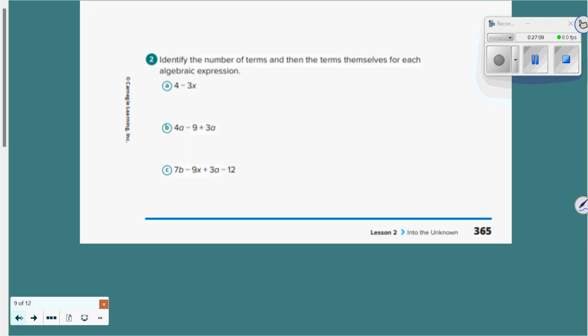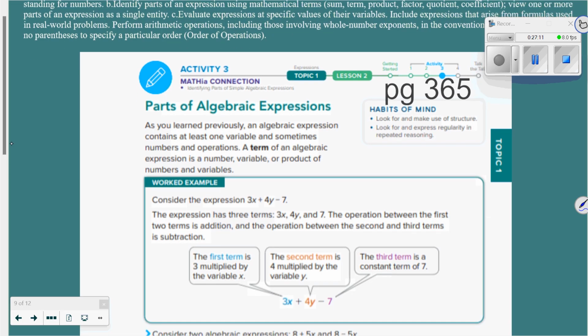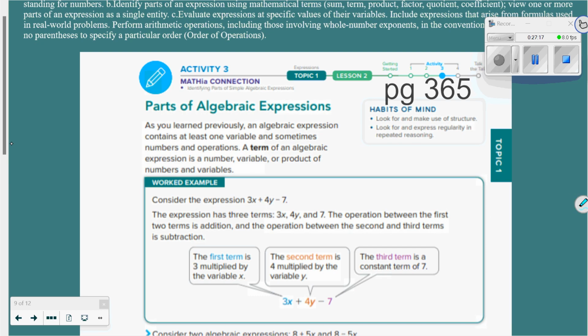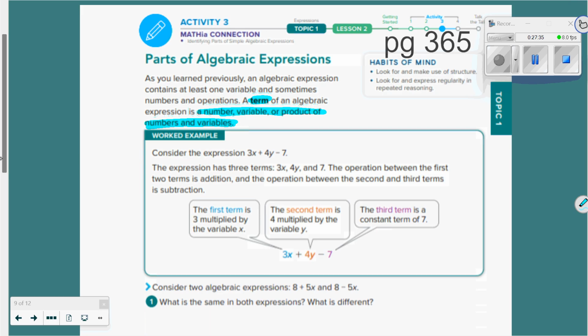The other piece that we missed earlier is the term. So this is another one of our academic vocabulary words. A term of an algebraic expression is a number, variable, or product of numbers and variables. So it's all of these different pieces that we put together to make an algebraic expression. One key, each term is each piece of that expression. So they've given us an example here.